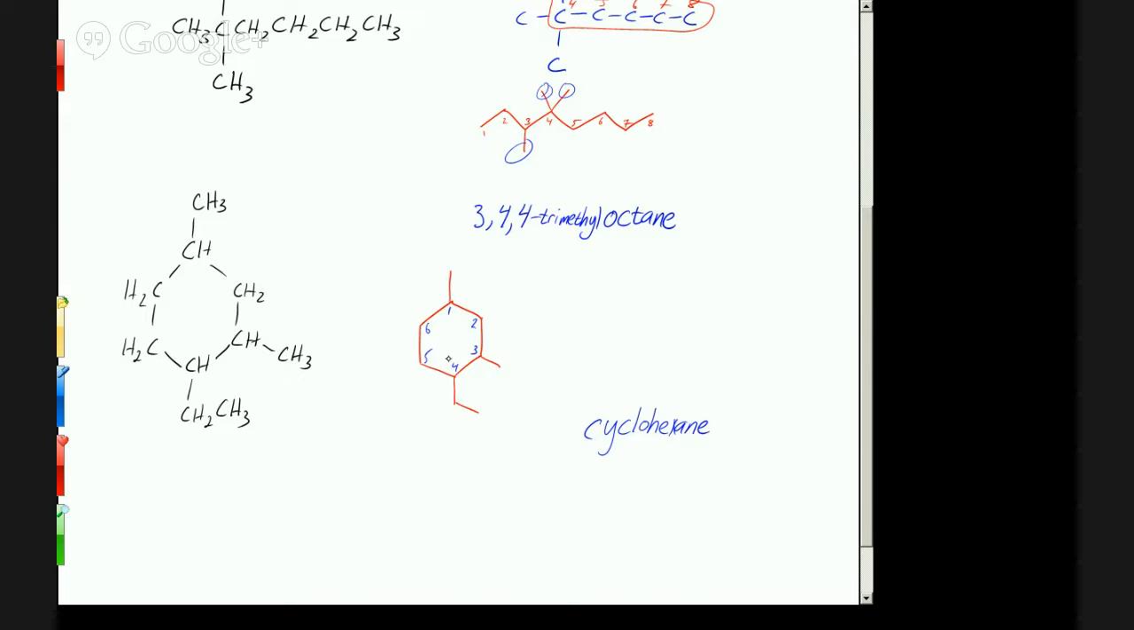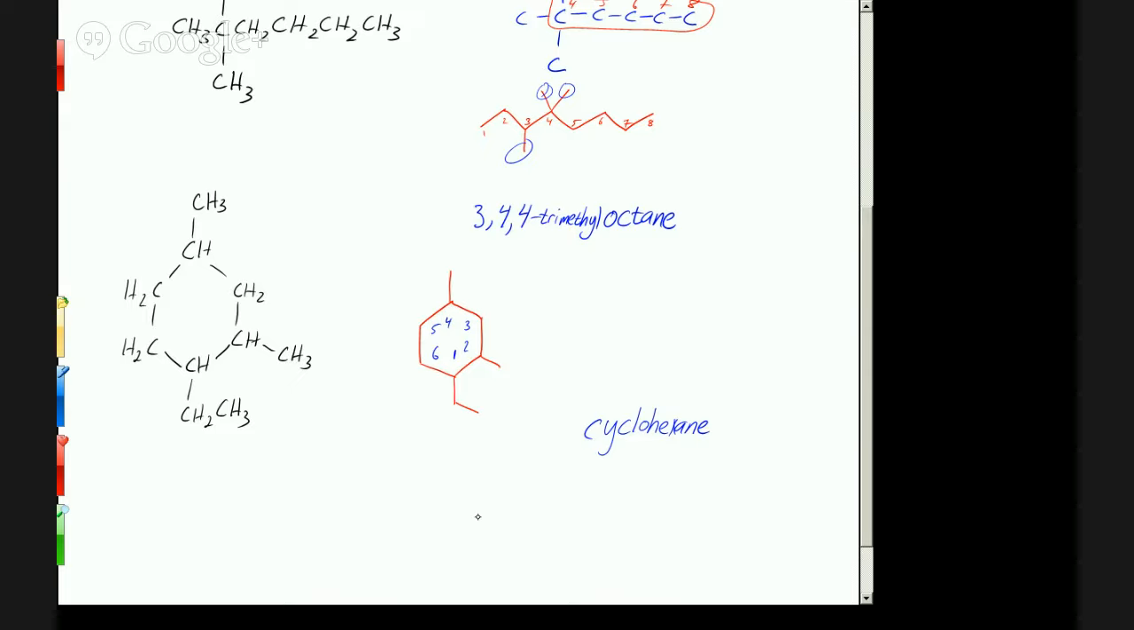Start down here? Okay. So 1, 2, 3. I should use a different color. This is confusing. Okay. So the first way gives us substituents at 1, 3, and 4. The second way gives us 1, 2, and 4. So what's better? The second way, the 1, 2, and 4, because those are going to be lower numbers overall. So we'll stick with that numbering scheme.